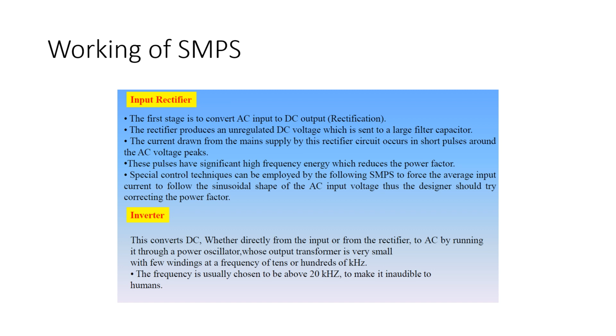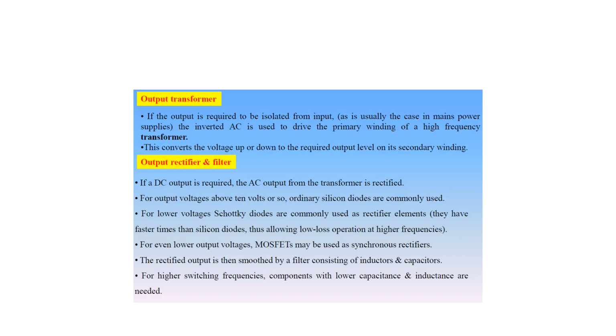So the working of SMPS is with an input rectifier and inverter, as we have seen just now. And the output transformer is also there, which is isolated from the input. The inverted AC is used to drive the primary winding of a high frequency transformer. This converts the voltage up or down to the required output level on its secondary windings. And the output rectifier and filter has also been connected.